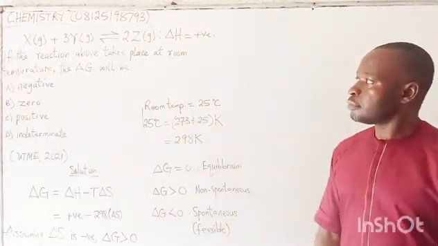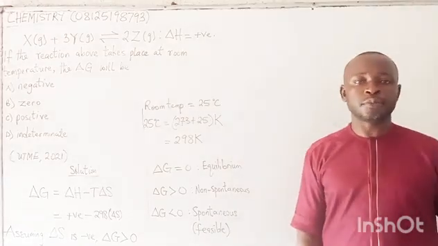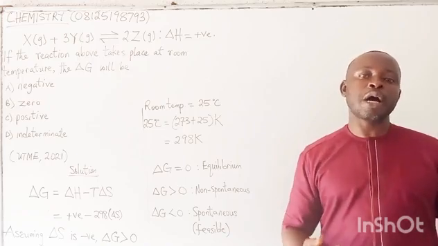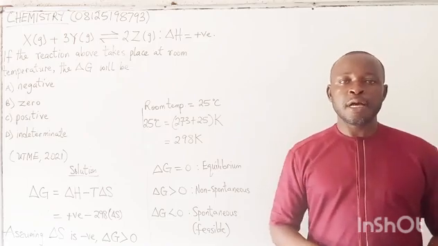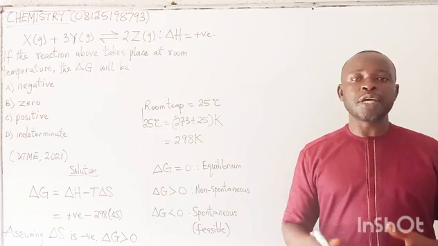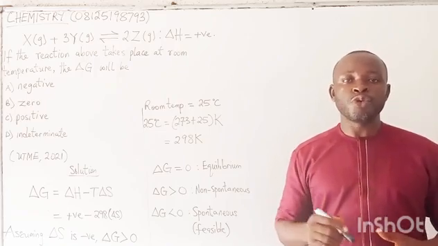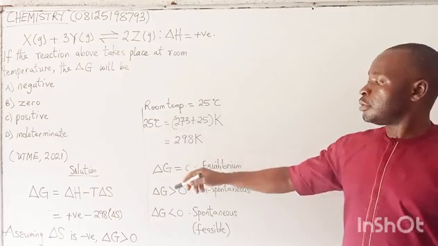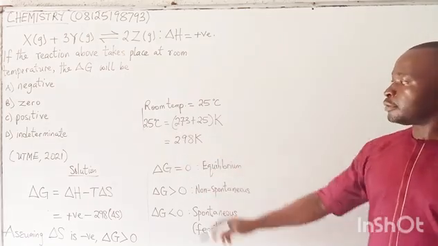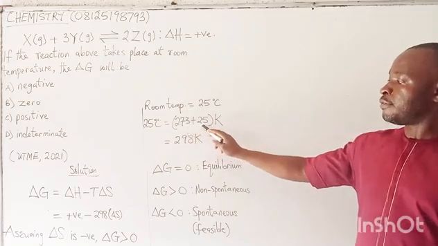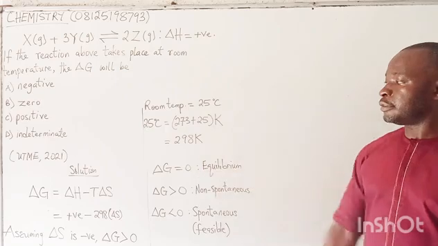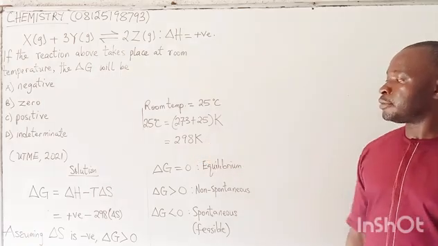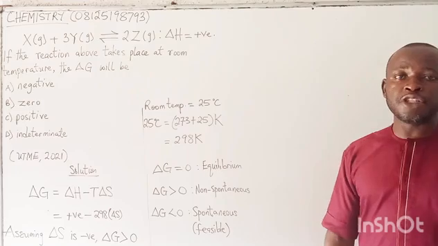First of all, what is room temperature? Room temperature means how cold or how hot a normal room is. According to chemistry literature, room temperature equals 25 degrees Celsius. Let's change it to absolute temperature, that is Kelvin. We add 273 to 25, and we have 298 Kelvin. That is, assuming this reaction is carried out at 298 Kelvin, what will happen to delta G?